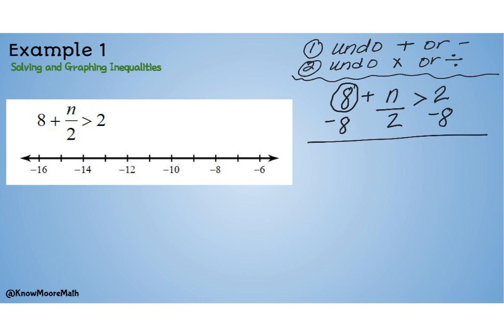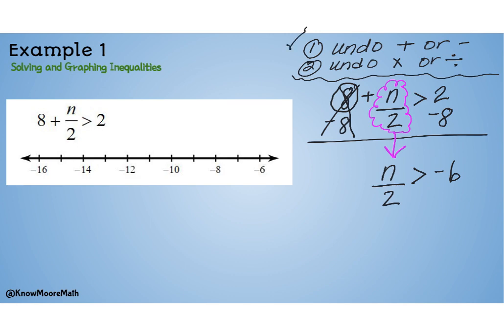So 8 minus 8 gives me 0. That cancels. Now I'm just going to bring down this n divided by 2. Also bring down that inequality symbol. Don't flip it. 2 minus 8, that's going to give me negative 6. So I've done that first step.